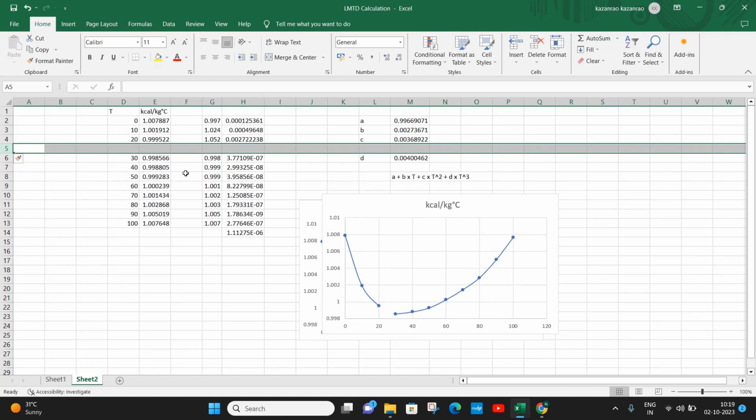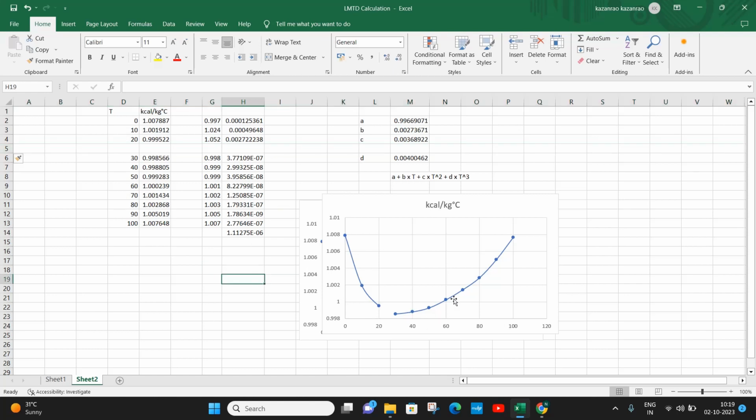and another equation for 30 and below. For 30 and above, you see that a certain value keeps being added. It's a linear curve, but not a very smooth linear curve. We can go for a polynomial equation, where a certain value is being added continuously from 0.998 all the way to 1.007. So we are going up to the power of 3, T cube, in this polynomial. The equation we use is a plus b into T, T being the temperature, plus c into T square plus d into T cube.